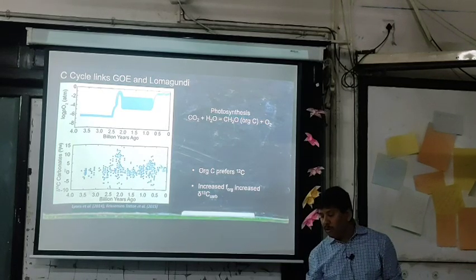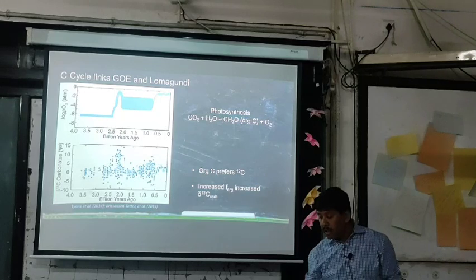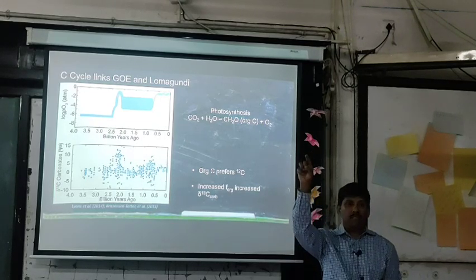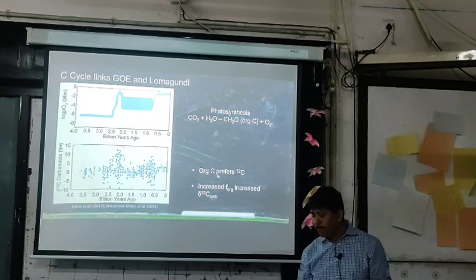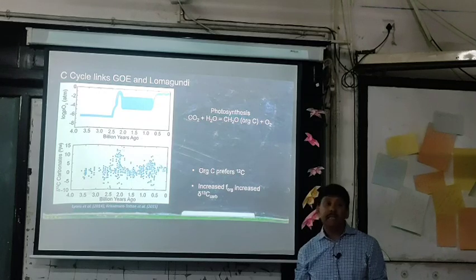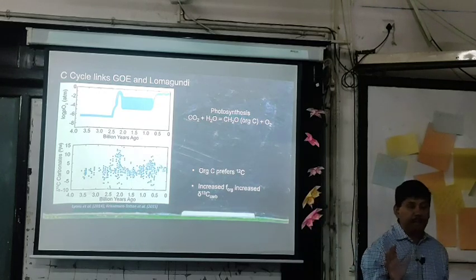carbonates always maintain a value of around zero, and that suggests that otherwise the carbon cycle, well, the big carbon cycle, will be steady state. But there are a few time periods where the carbon isotope value will shoot up to a positive value and then again come down to that zero value. So organic carbon prefers light carbon, and increased f_org would otherwise increase this delta tendency of carbonate. That is again the standard convention.